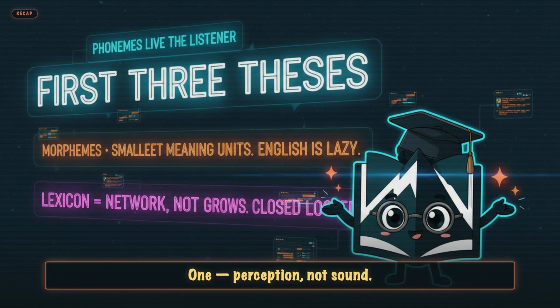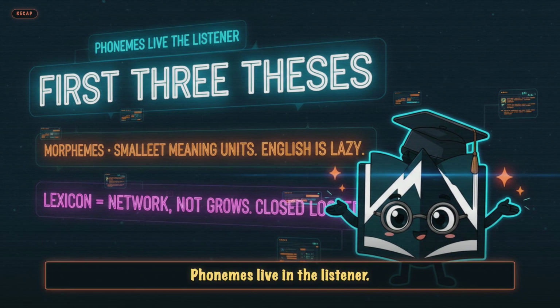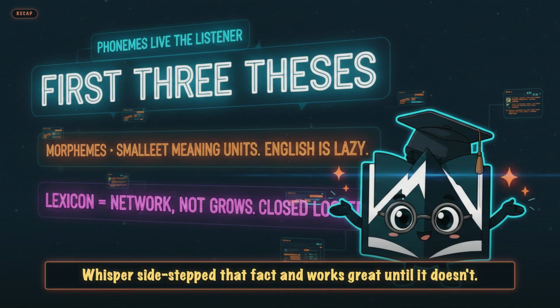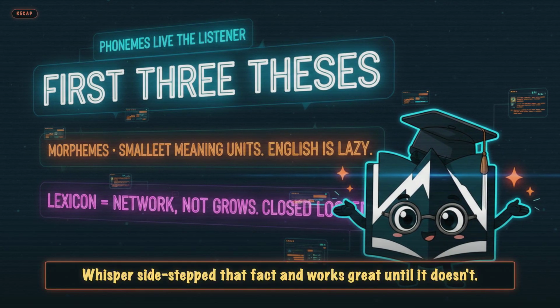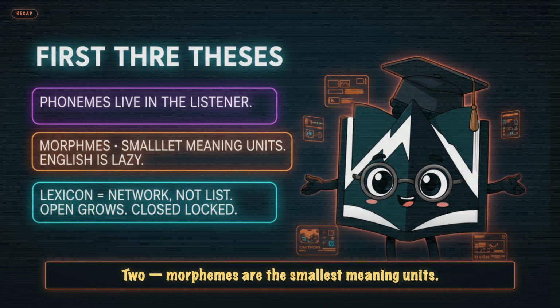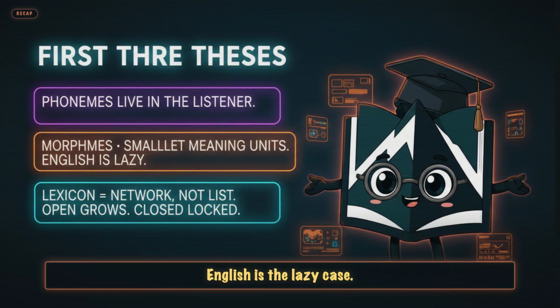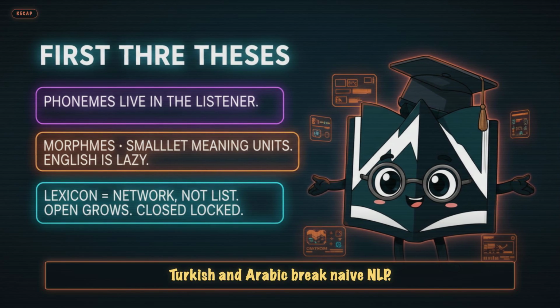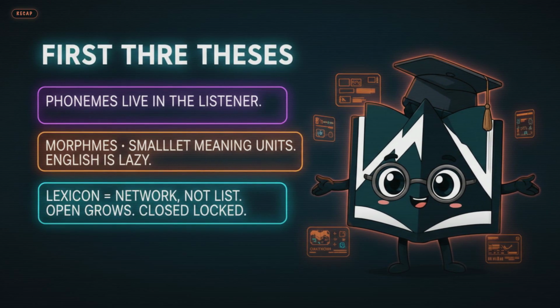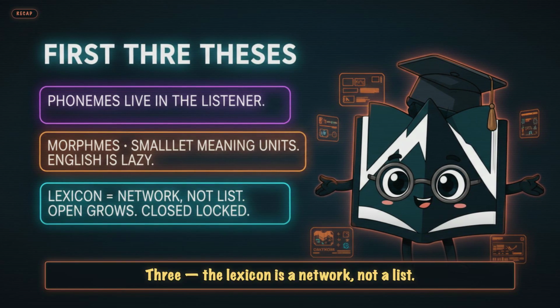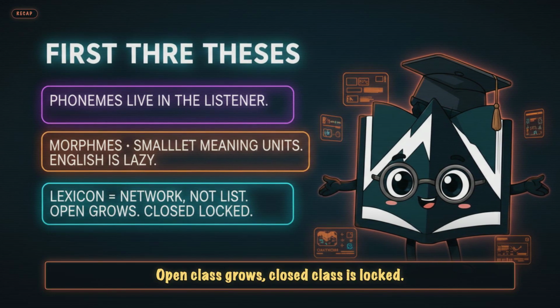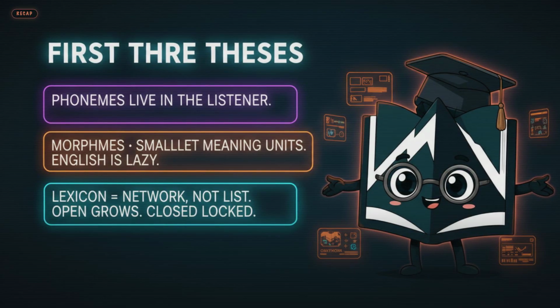1. Perception, not sound. Phonemes live in the listener. Whisper sidesteps that fact and works great until it doesn't. 2. Morphemes are the smallest meaning units. English is the lazy case. Turkish and Arabic break naive NLP. 3. The lexicon is a network, not a list. Open class grows, closed class is locked.